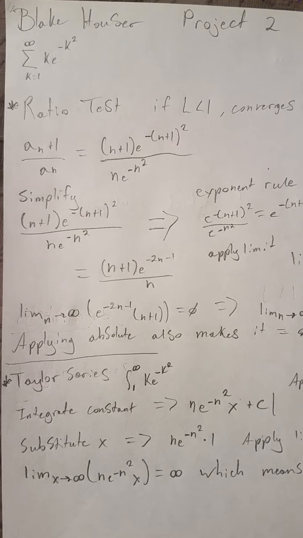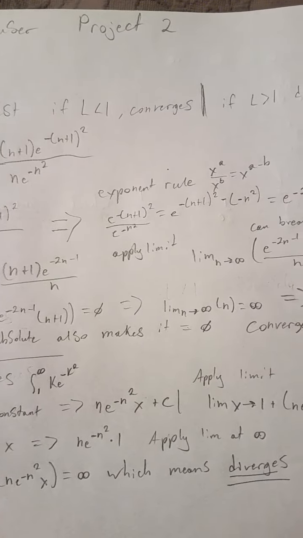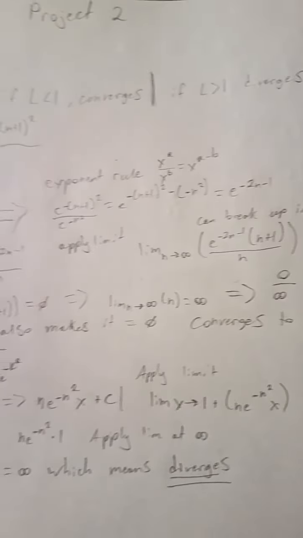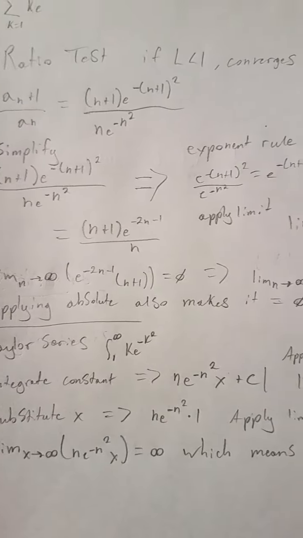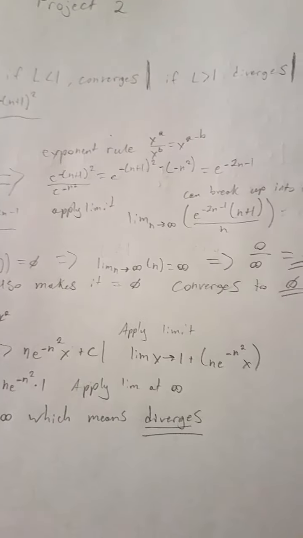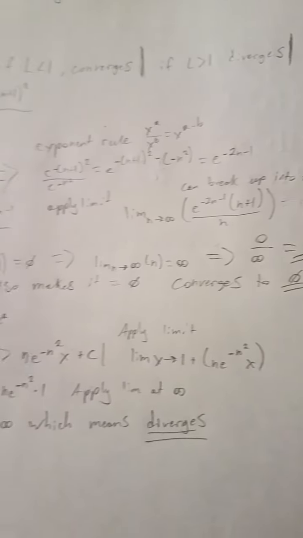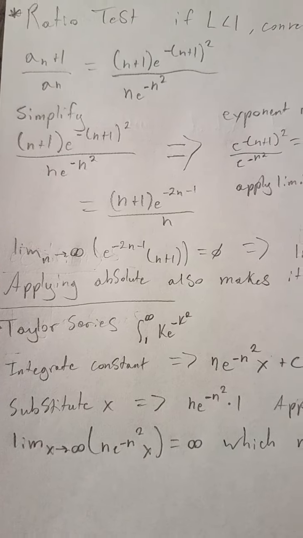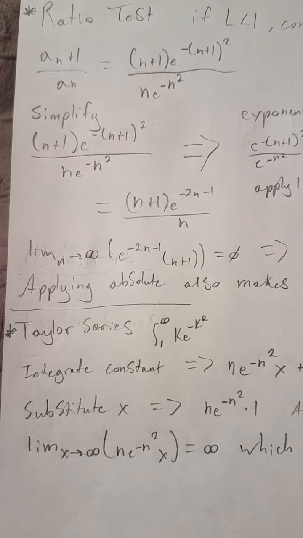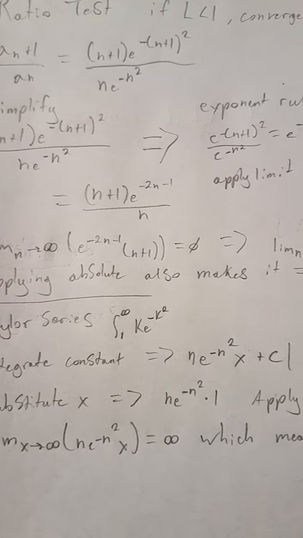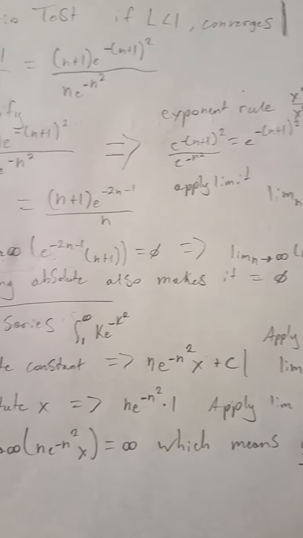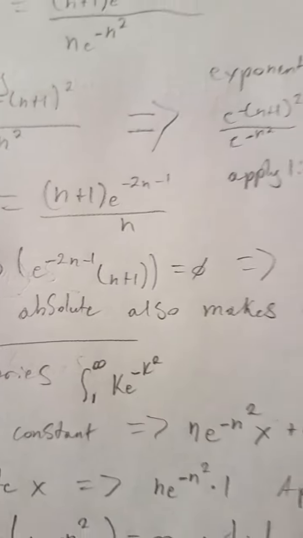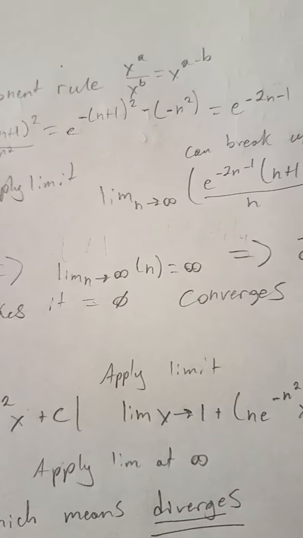I simplified. I applied the exponent rule. You'll see here. I then took my limit, and I broke it into two parts. I just did the top half and the bottom half, and I applied the limit to both. The limit of the top half ends up being 0, and then obviously with the value of n being infinity, 0 over infinity just equals 0.